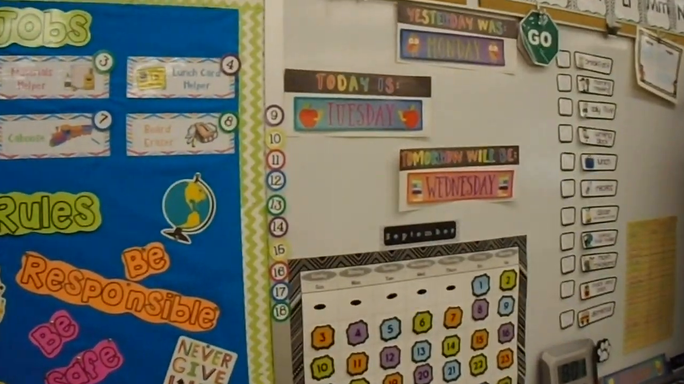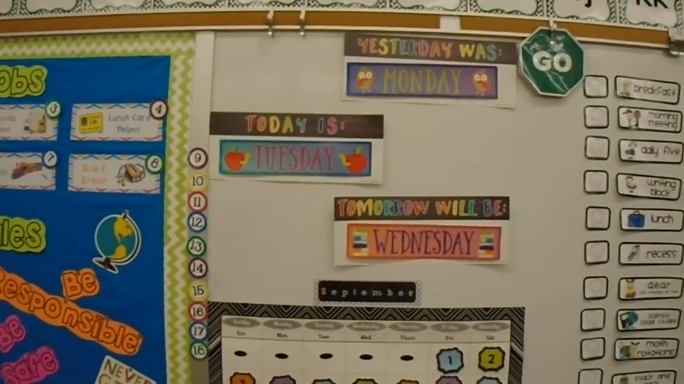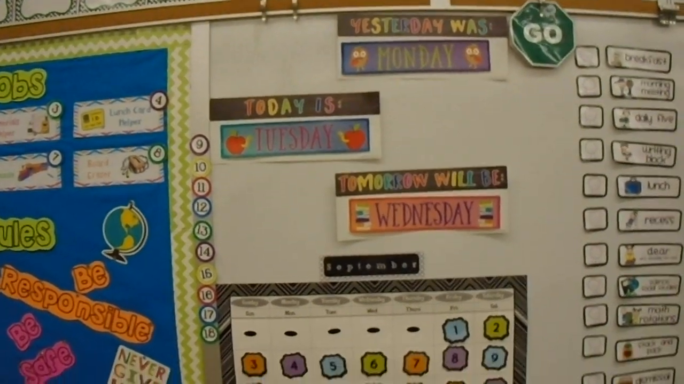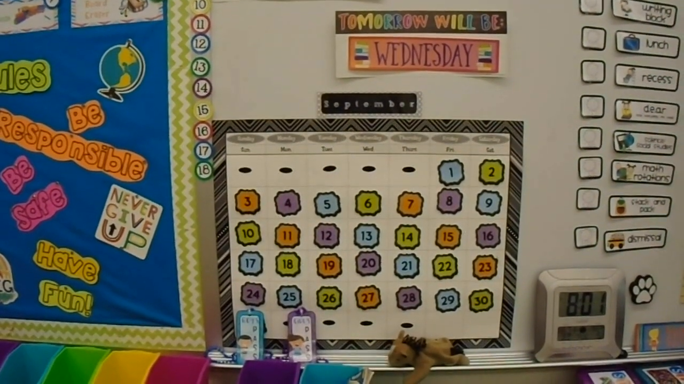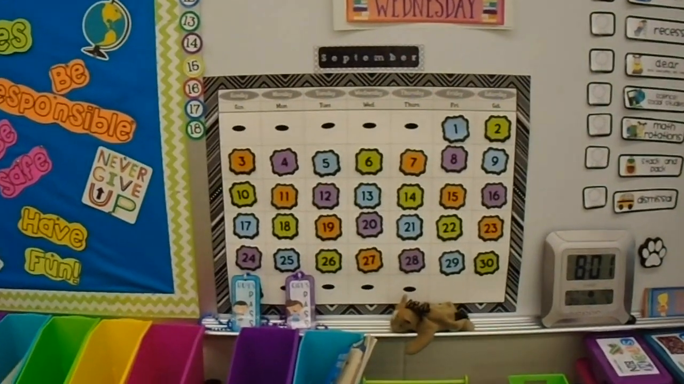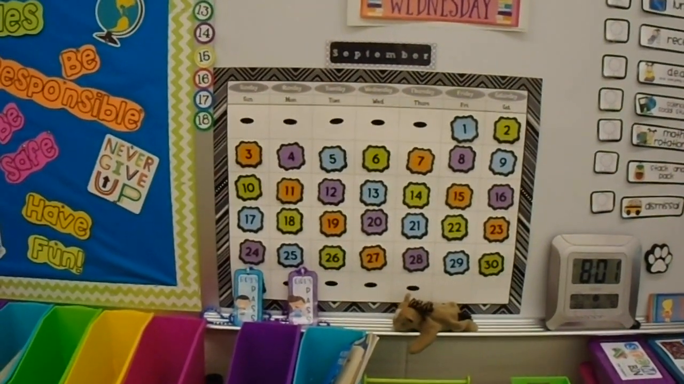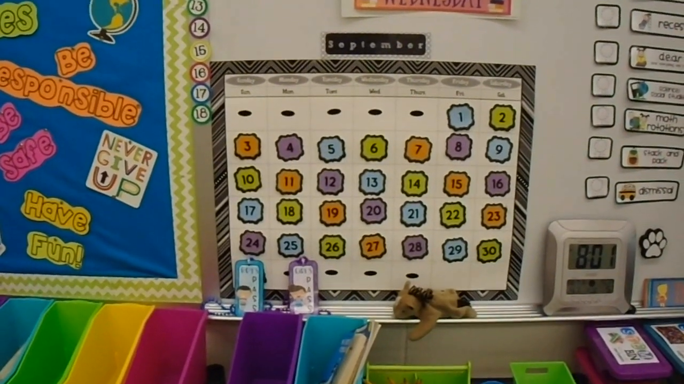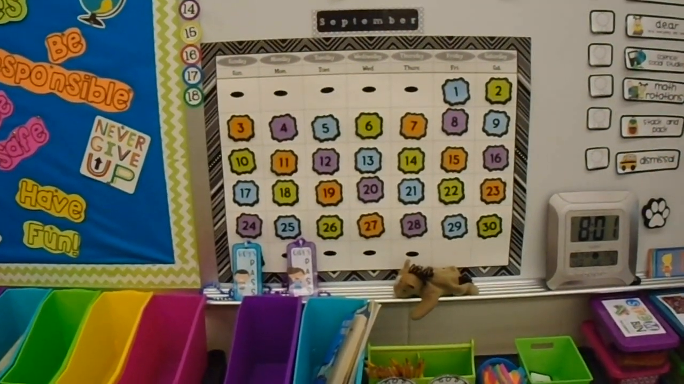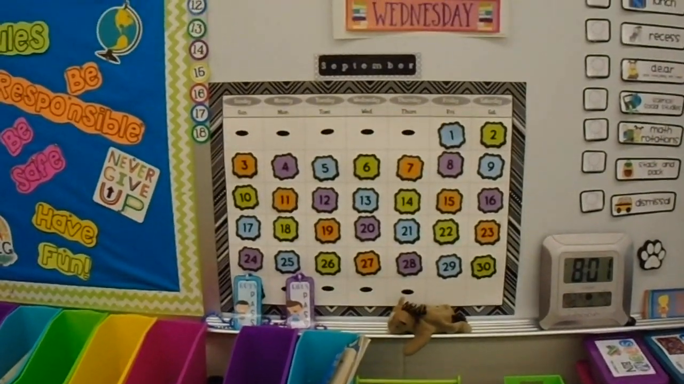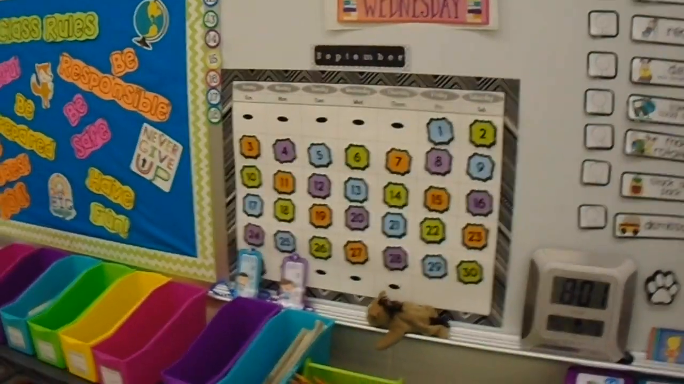Over here is my calendar area. I got my yesterday was, today is, tomorrow will be from Target. And then the calendar itself and all the numbers I got from a teacher supply store. It's not a chain one, so I can't necessarily give you the reference unless you live on the Eastern Shore of Maryland. So if you do, then you can look in Salisbury at the teacher supply store. But I know that's not very helpful for many other people.